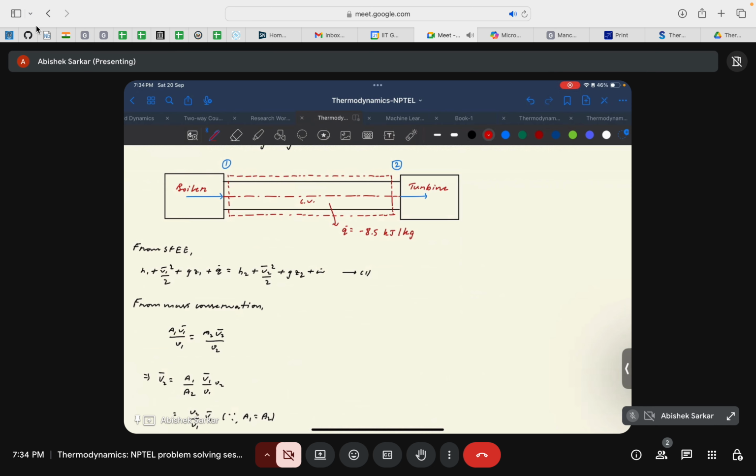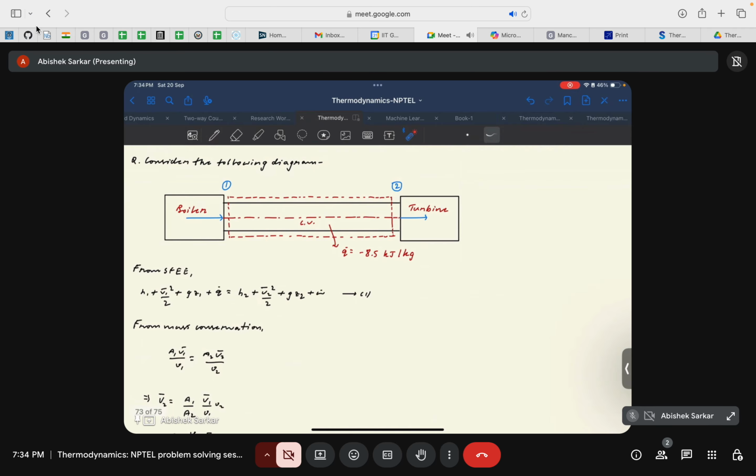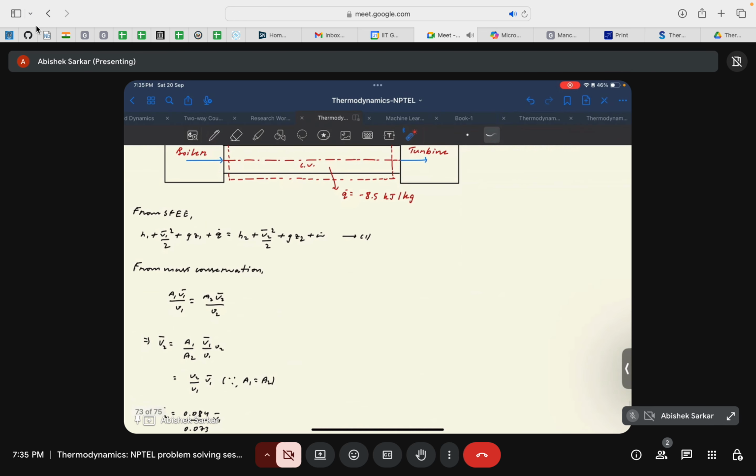In the duct through which the steam passes from the boiler to the turbine, there is no work interaction. There is no work consuming or work producing device, so there is no shaft work done. But there is a leakage of heat of 8.5 kilojoule per kg. That's what we have considered here, and all the inlet parameters at the boiler end and the outlet parameters at the turbine are mentioned. So the task was to find the mass flow rate, if I'm not wrong.